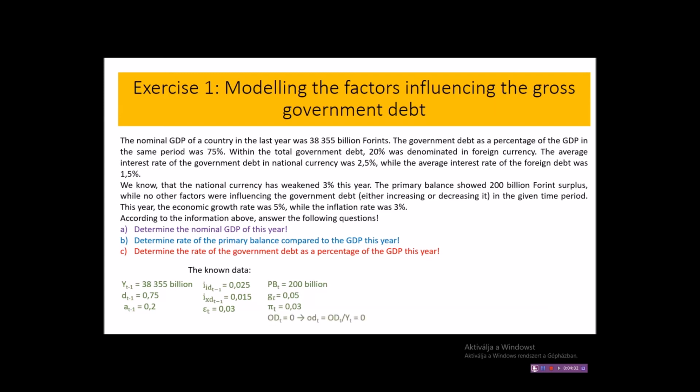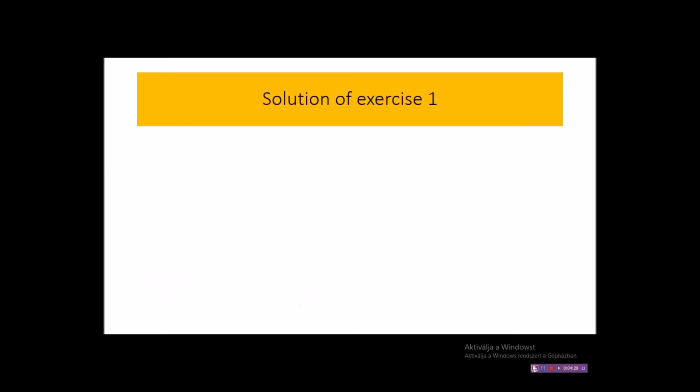Above these, the text says that there were no other factors influencing the government debt, which we mark by OD t, and OD t equals 0. It also means that lowercase od t, so the other influencing factors as a percent of the GDP, will also equal 0, since if the numerator is 0, then no matter what is the value of the nominal GDP, the quotient will be 0. Now we have collected all the data that we will be using, and we can start to solve the exercise.